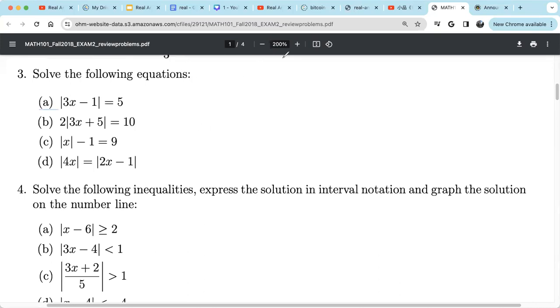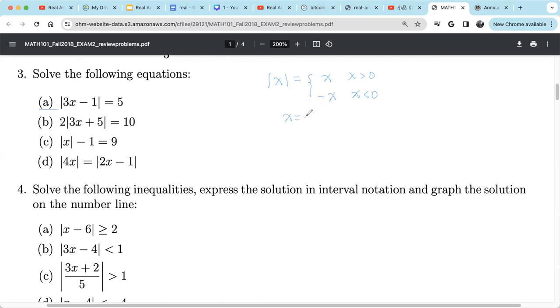If we have absolute value of x, it equals two things. If x is positive, the absolute value is just itself. If x is negative, well, the absolute value of x is negative x, right?